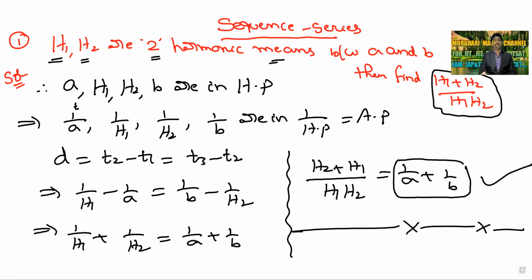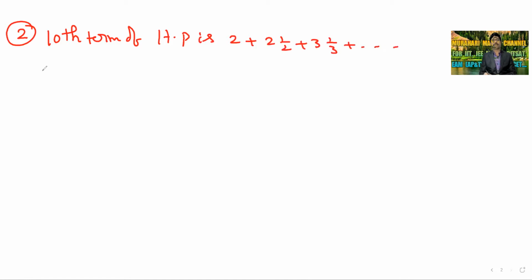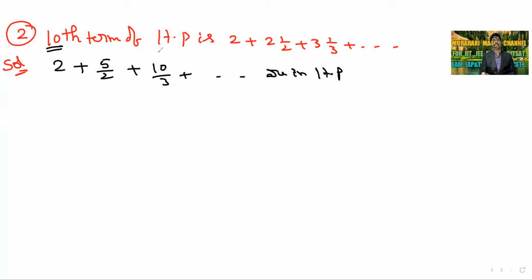Okay, moving to the next question. The 10th term of the harmonic progression 2, 2 and 1 by 2, 3 and 1 by 3, and so on. What is given? A harmonic progression 2, 2 and 1 by 2, which is 5 by 2, since 2 twos are 4 plus 1 is 5 by 2, then 10 by 3, and so on, are in HP. But our target is the 10th term in HP.